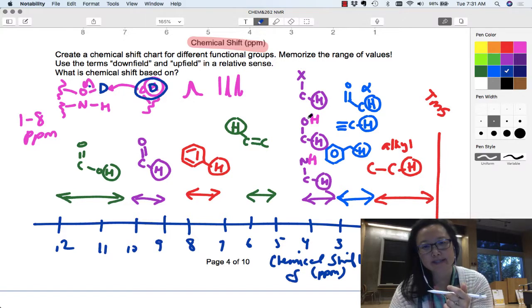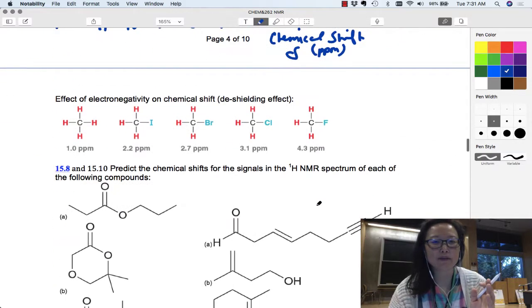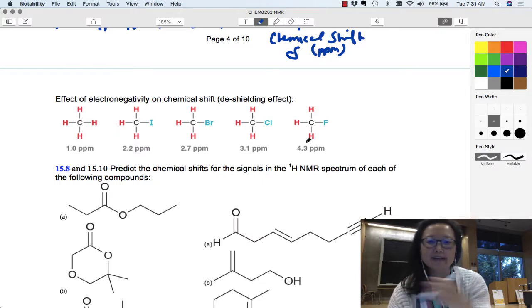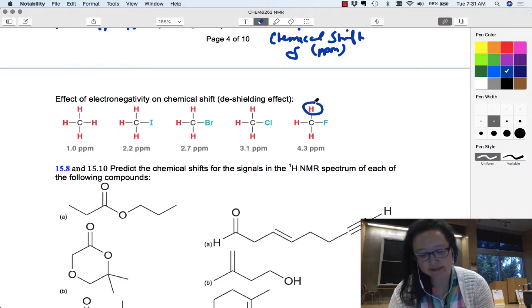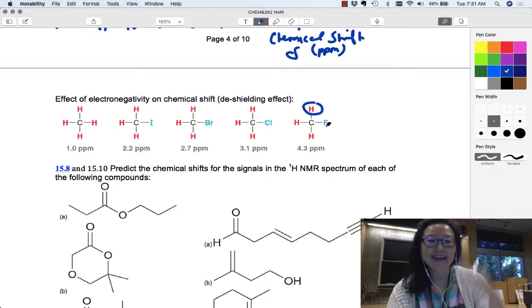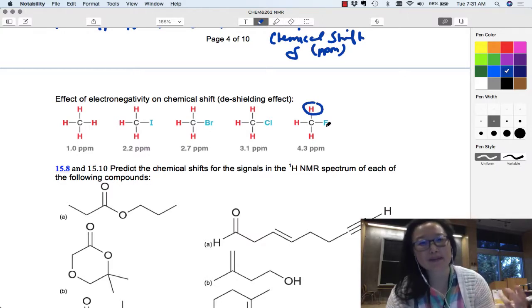We start to see halogens, oxygen, nitrogen, our very electronegative atoms, start to move these signals down to 3 to 4. You can see the effect: if you just had hydrogens, this tends to be at 1 ppm. If you add an iodine, 2.2. Go more electronegative, go more electronegative, you see the trend. You see how these hydrogens feel the external magnet. As these electronegative atoms pull the electron density away, they're going to feel that magnet more, so that delta E, the resonant frequency, is going to become larger.